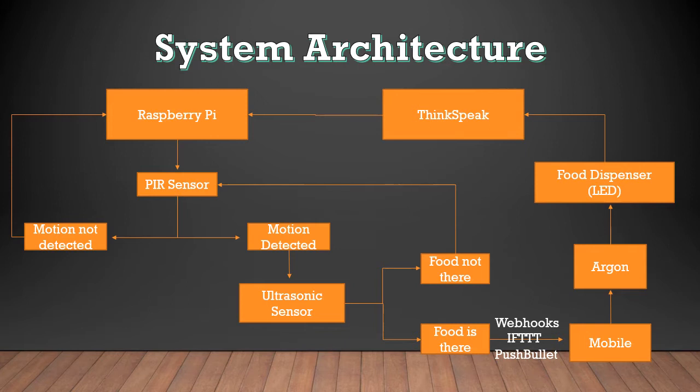If not, then using IFTTT from Webhooks to Pushbullet, it will send a notification to your device like a mobile, which will open an HTML link, which will trigger your oven, which will further trigger your food dispenser to dispense food or not. And before going back to the Raspberry Pi, it will draw a graph on ThingSpeak.